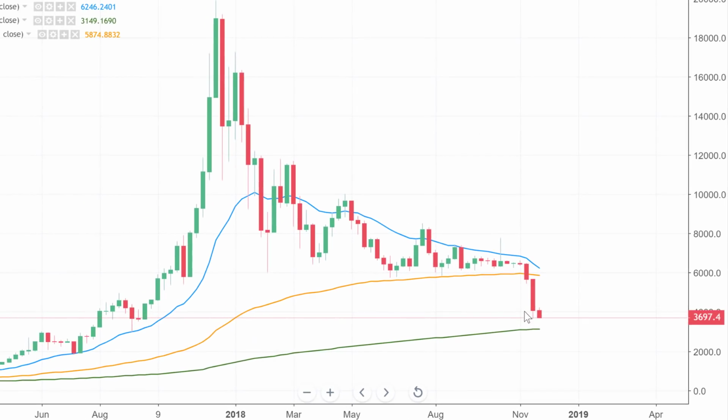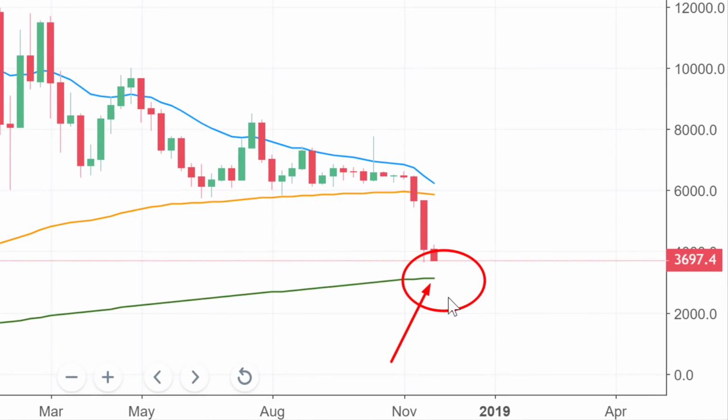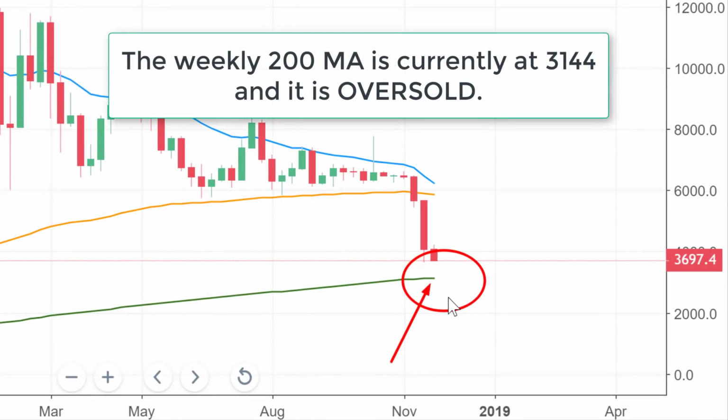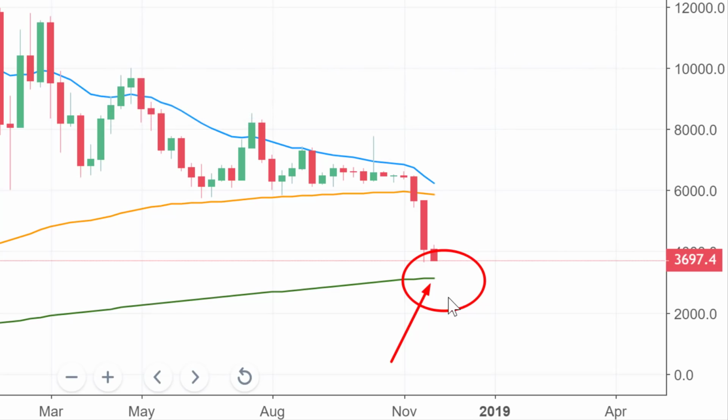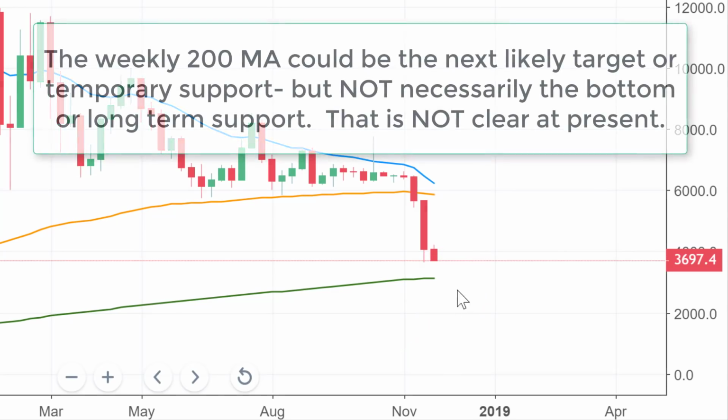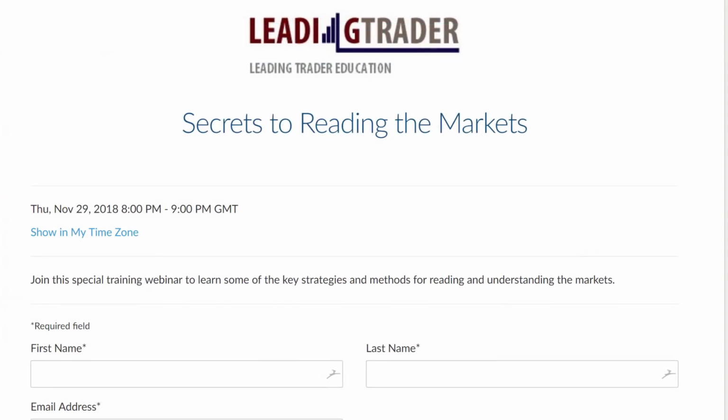I think it's quite likely that if we actually get to this 200 weekly average, which I think is probable, we might see a bounce, maybe a temporary bounce off that level as a kind of level of support, because Bitcoin is oversold and it hasn't actually seen a bounce so far. So I think that level at the 200 weekly average might be able to provide some temporary support for Bitcoin, maybe a temporary bounce.